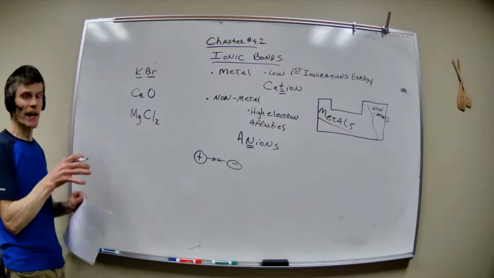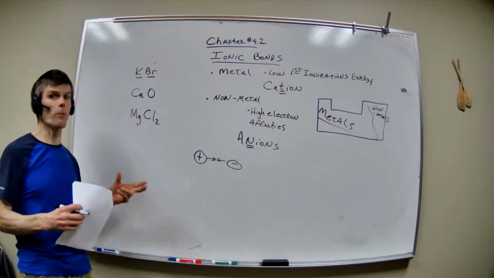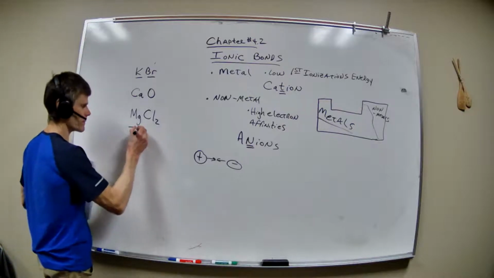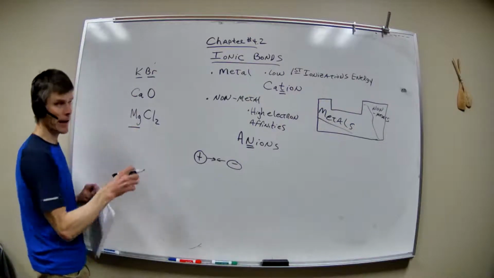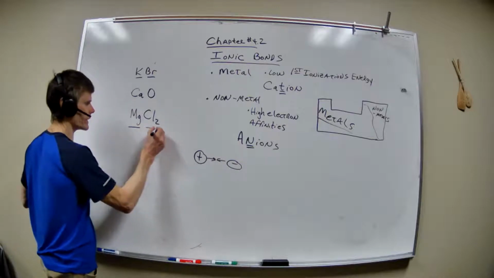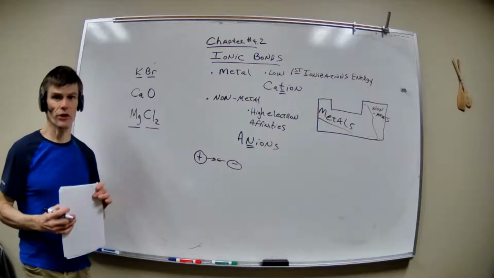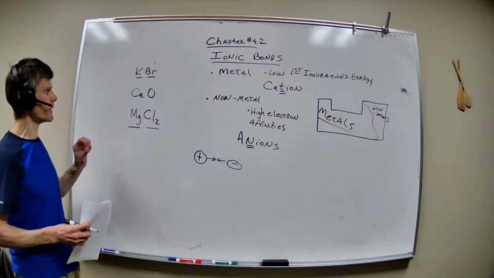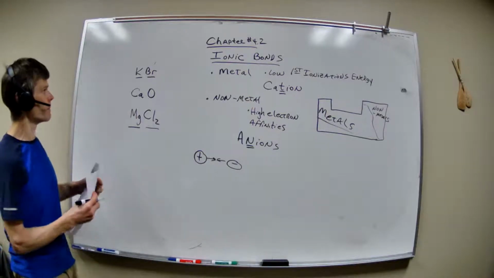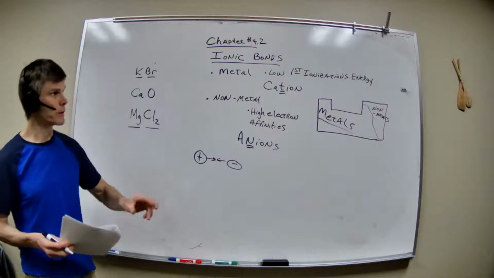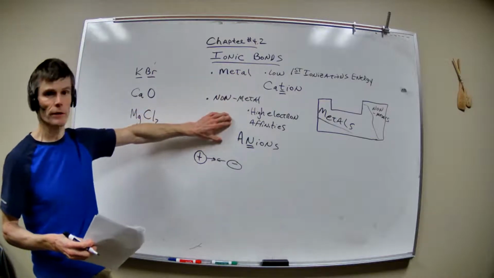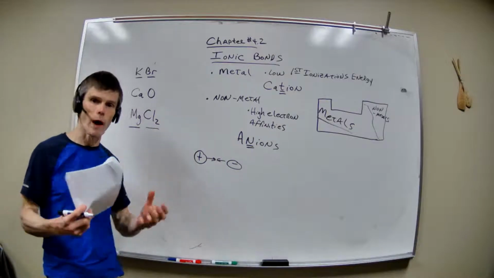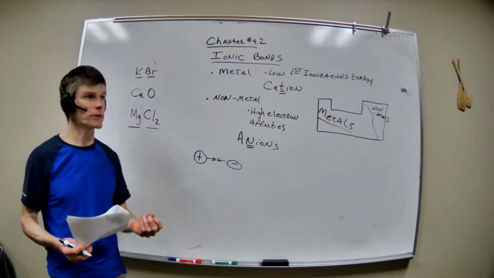MgCl2. We're going to learn how to name these later. This is called magnesium chloride. This is formed from the magnesium ion, that's the cation, it's a metal, and chlorine, which is a nonmetal. Once again, these are examples of ionic compounds, metals plus nonmetals. And these properties that we learned from our periodic trends help us to understand why these form ionic compounds.